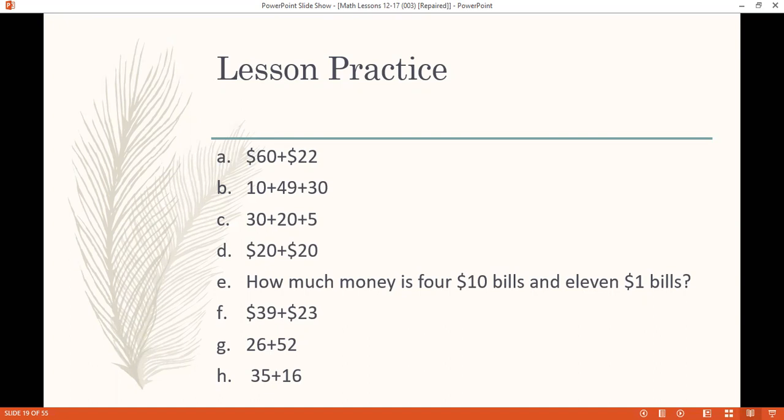Let's do C first. So looking at C, $30 plus $20 plus $5. Which one is our larger number? 30 is our larger number. Next is 20, our second larger number. And next is 5. And we're going to add those.